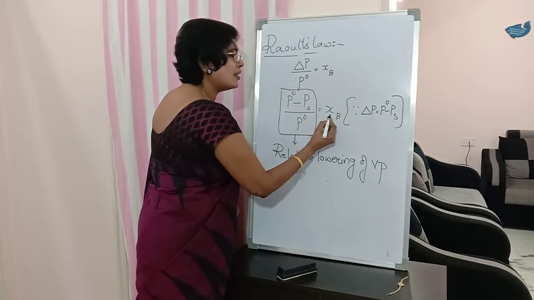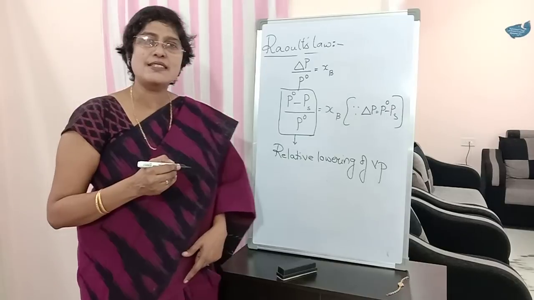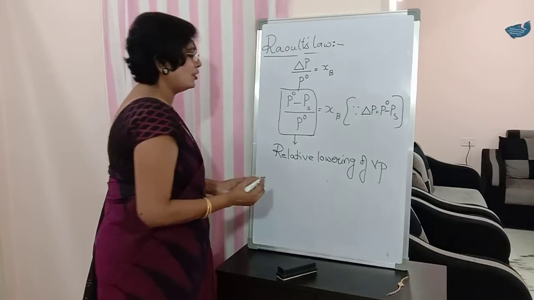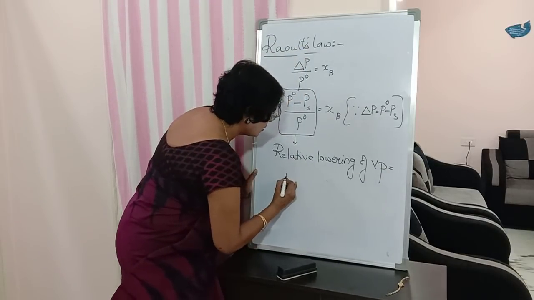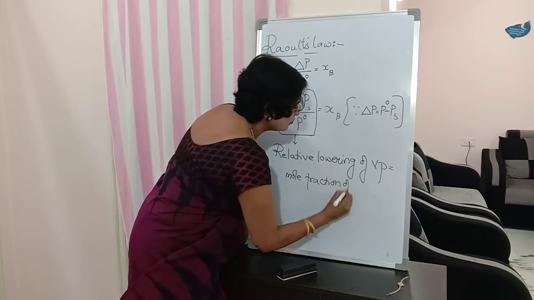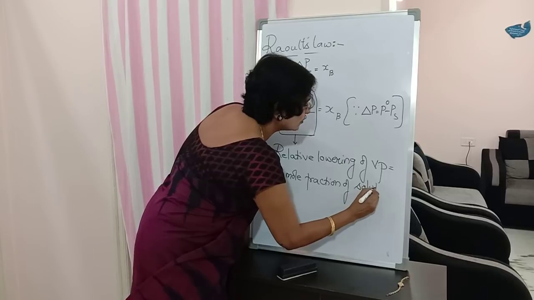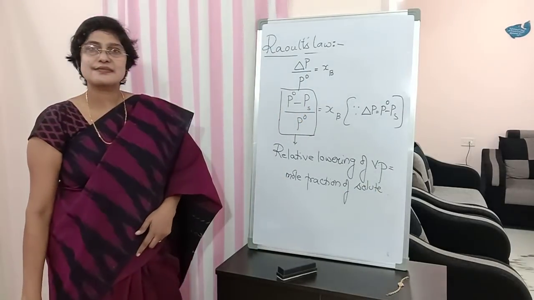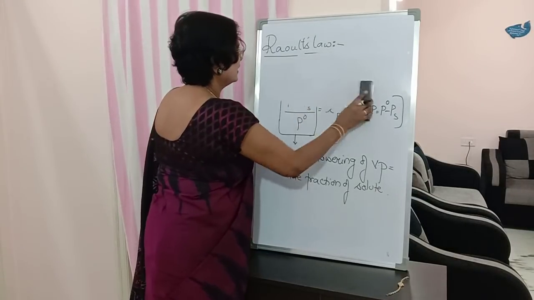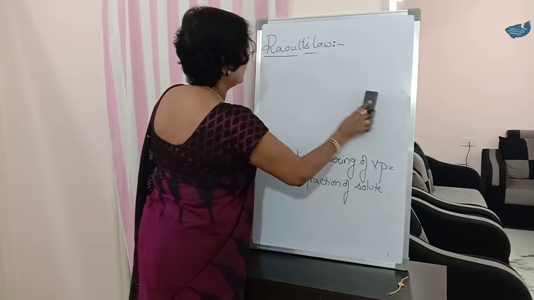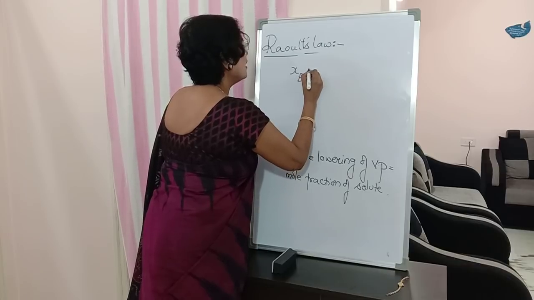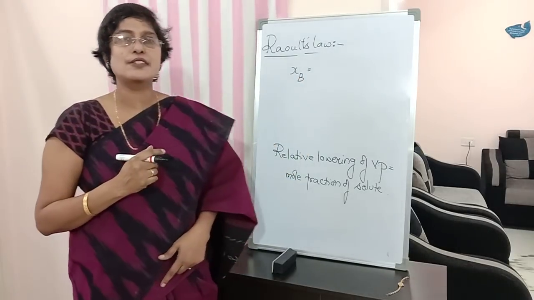And this quantity is equal to what? XB. What is XB, students? Do you remember? XB is nothing but the mole fraction of solute. Write down. So which is equal to the mole fraction of solute, that is XB. Clear? Till here clear, students? Now, what is XB, students? How to get the mole fraction of solute?